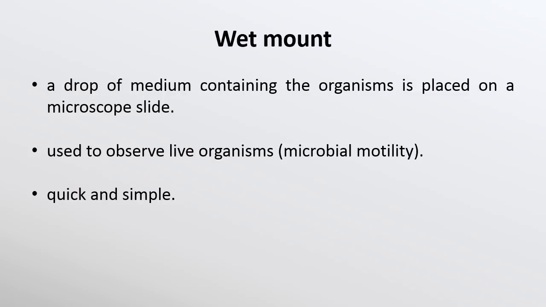So let's move on to the wet mount. In order to do a wet mount, a drop of medium containing the organism is placed onto the microscope slide. The slide is then viewed under the microscope, usually to view live organisms, in particular to view microbial motility, how fast they can move and in which direction they move. This method usually is quick and simple.